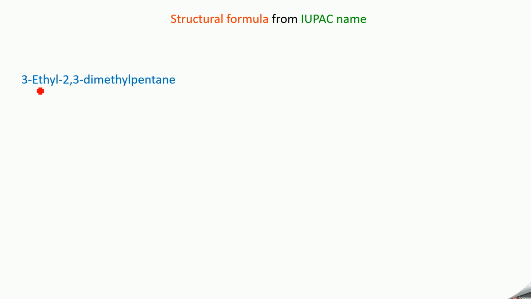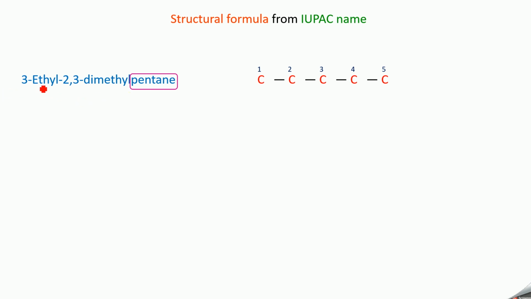Now you'll see how to write the structure and formula from the IUPAC name. For example, you take this one, 3-ethyl 2,3 dimethyl pentane. Whenever you write the structural formula, you start from the parent hydrocarbon. Here we have pentane as the parent hydrocarbon. So you write 5 carbon atoms in this way, and then we have to number it. 1, 2, 3, 4, 5. Number it like this.